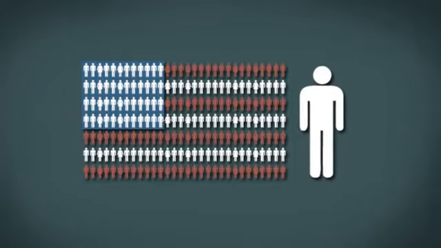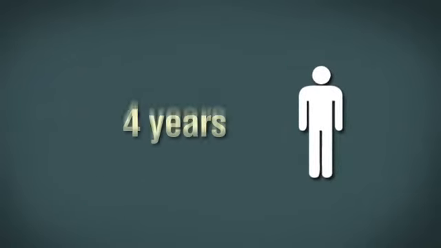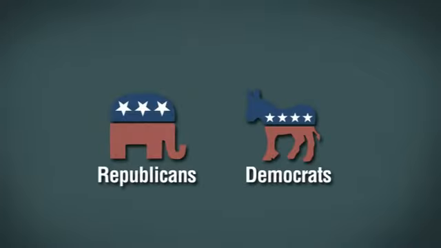So how do Americans choose their leader? Well, presidential elections take place every 4 years. The 2 main parties, the Democrats and the Republicans, host big get-togethers where they choose their presidential candidate, the person they think will be the best leader for the nation.